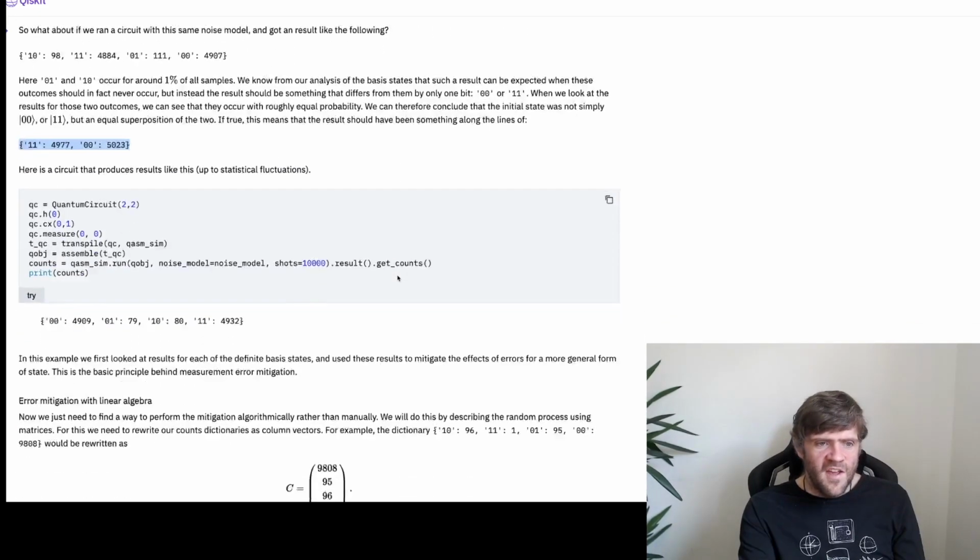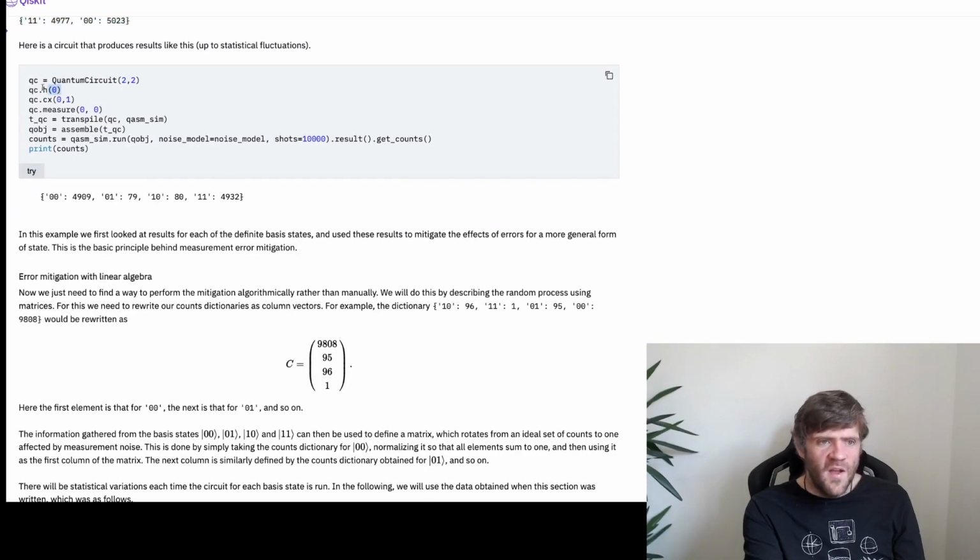So here's a circuit which actually produces this. We do a Hadamard to create the superposition. And we do a controlled NOT to make it a superposition of 0, 0 and 1, 1. Then we measure. And we actually run this. And we find that, yes, we get 0, 0 and 1, 1 as our most likely outputs. And we get 0, 1 and 1, 0 around 100 times. So that, what we saw before, is the kind of result we would expect from that.